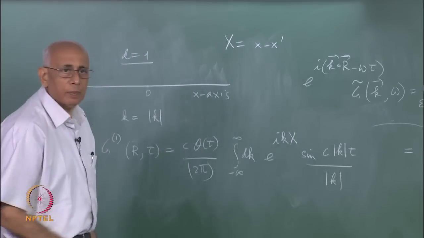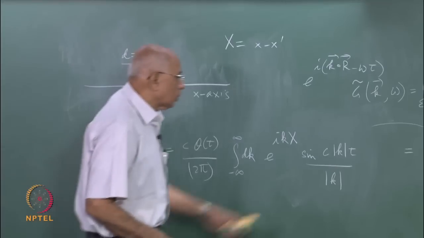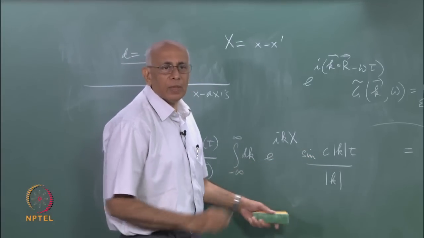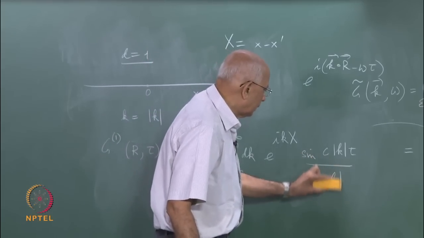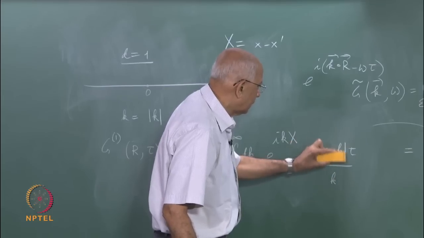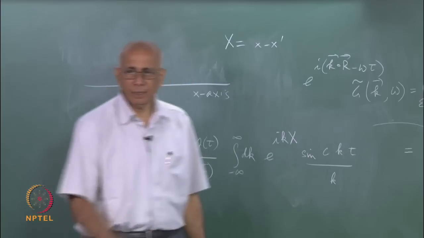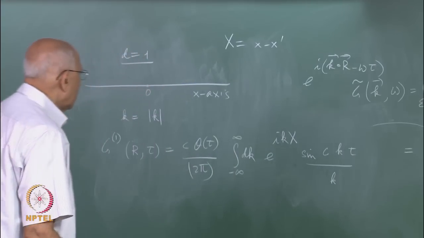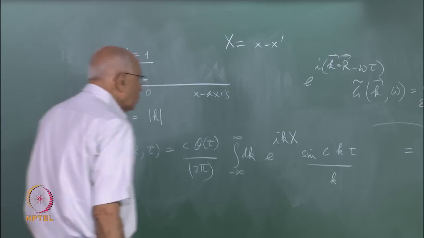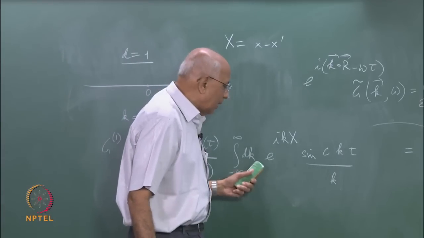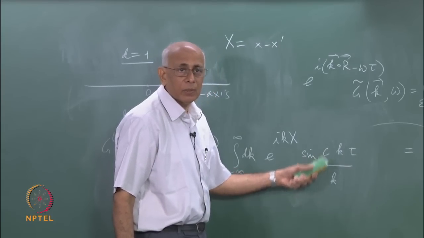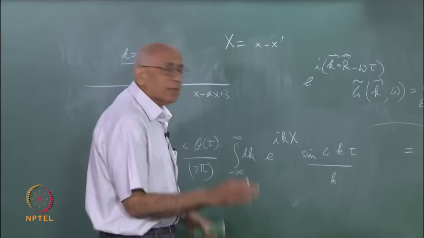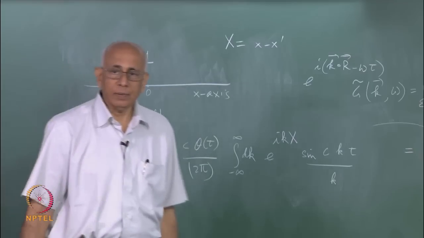Okay. I should be careful, make it magnitude. But of course, this is an even function of k, so I can forget about the mod. I can remove this. It is the same thing. And I need to do this integral. As you know, the singularity at k equal to 0 is avoided by the fact that you have a sine here. This goes to 1. And then this guy is going to oscillate in some fashion.